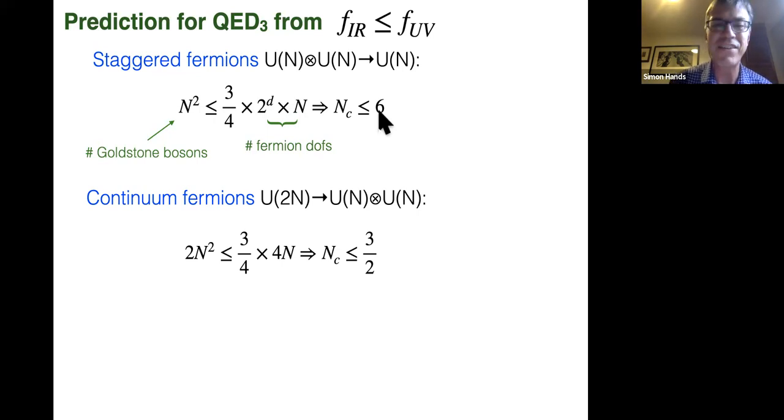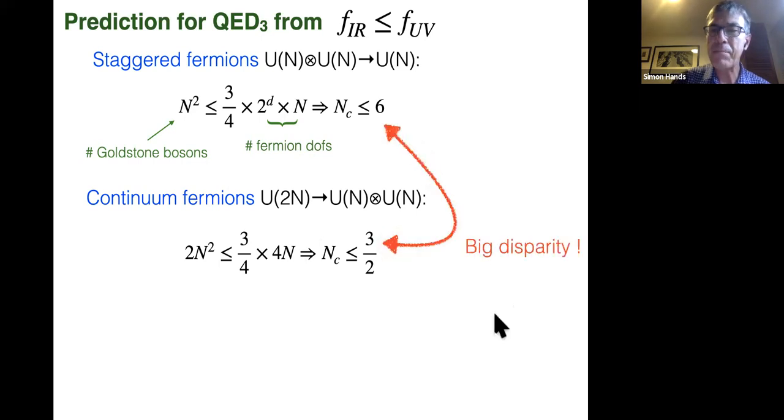we're apparently consistent. But if I apply the same arguments now to the continuum theory with symmetry breaking U(2n) goes to U(n) cross U(n), then I get twice as many Goldstone bosons on the left-hand side and half as many fermion degrees of freedom on the right-hand side. So that gives me a much more stringent constraint on the critical number of flavors for continuum fermions. The critical number must be less than 3/2. And that was the prediction that Appelquist and company made for QED3. And that big disparity is a worry. It tells you that symmetry matters.